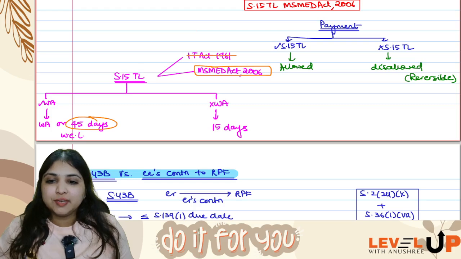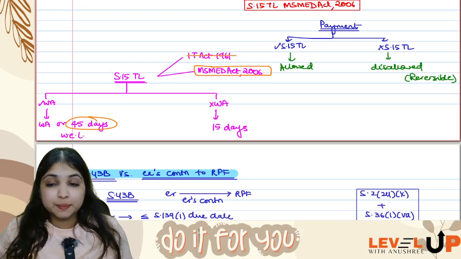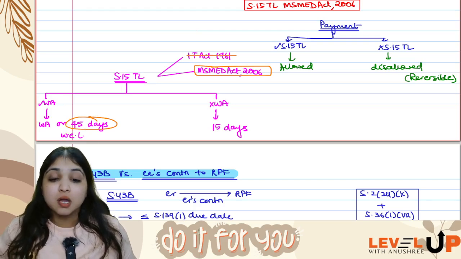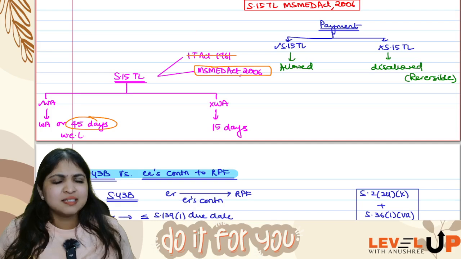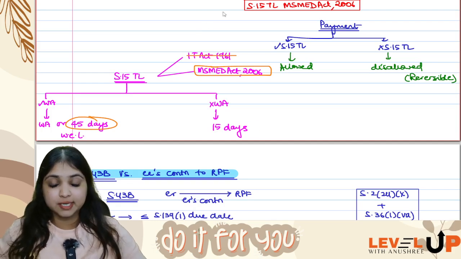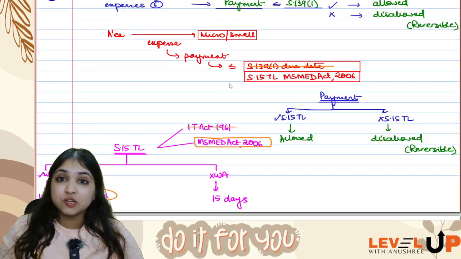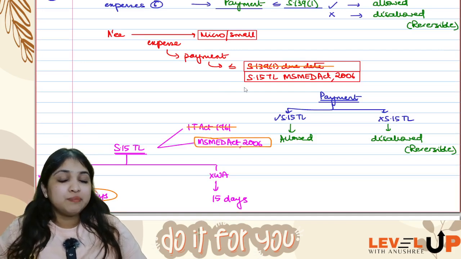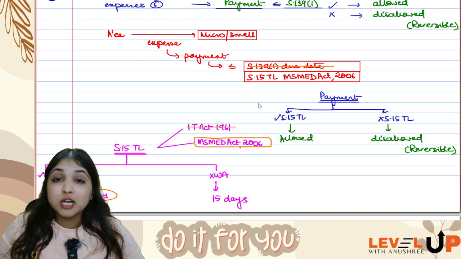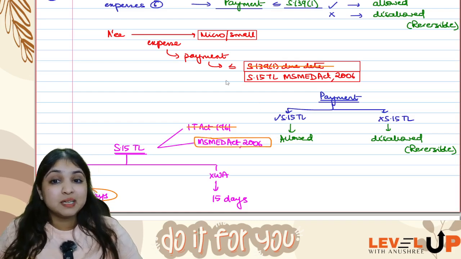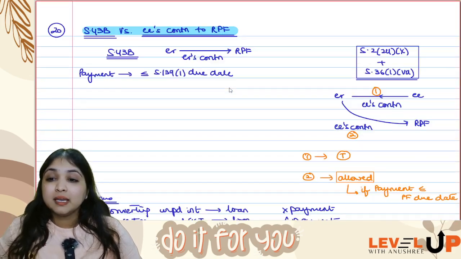So section 15 time limit, if there is a written agreement, will be whatever is the time limit as per the written agreement or 45 days, whichever is lesser. But if there is no written agreement between the parties, then section 15 time limit is going to be 15 days. So if the assessee makes a payment within section 15 time limit, then it's going to be allowed. If payment is made after section 15 time limit, for now it will be disallowed, but later when the payment is made, it will be allowed. Alright, then comes my next point.